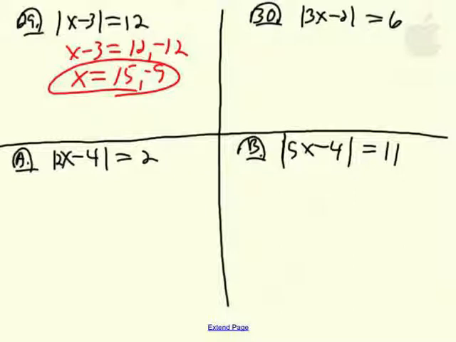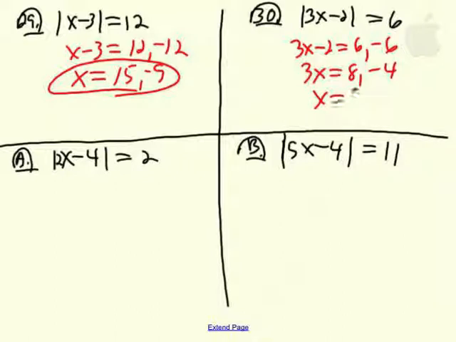Don't do it your way. It didn't work, remember? Anyway, number 30. This is going to be 3x minus 2 equals 6 or negative 6. Add 2. You get 3x is 8 or negative 4. Then divide by 3. So 8/3 or minus 4/3.